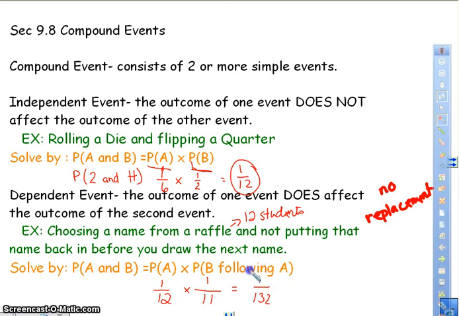Found in the same way, you're still multiplying fractions. You're just trying to understand and see if the second event is affected by the first. And if it is, it's a dependent event, meaning that the second fraction is going to be changed slightly due to the no replacement that is occurring.